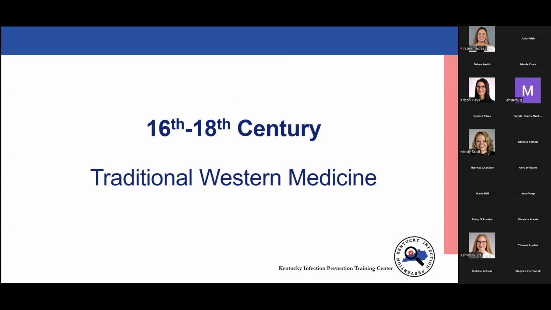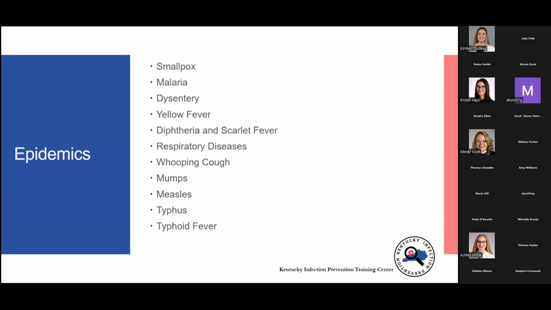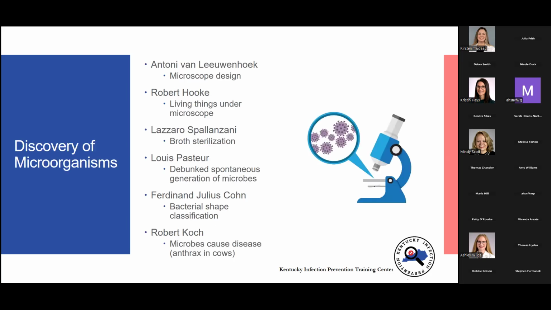So then we move on to the 16th to 18th century, when we move into that traditional Western medicine. Some epidemics during this time were smallpox, malaria, dysentery, yellow fever, diphtheria, and scarlet fever, and respiratory diseases like whooping cough, mumps, measles, typhus, and typhoid fever. And really, this was a time period where we had such growth when it comes to learning about microorganisms. So we had the discovery of microorganisms at this time, and we had many significant people during this time period.